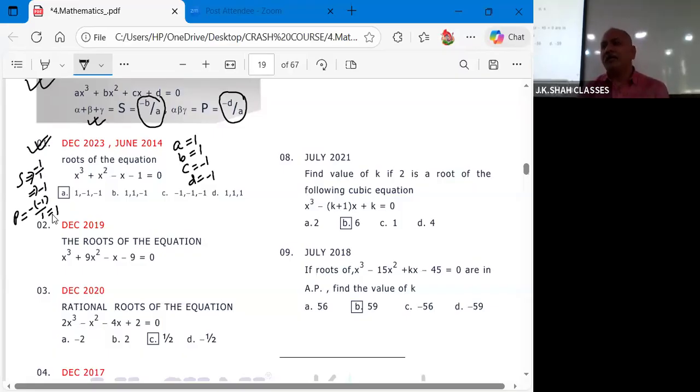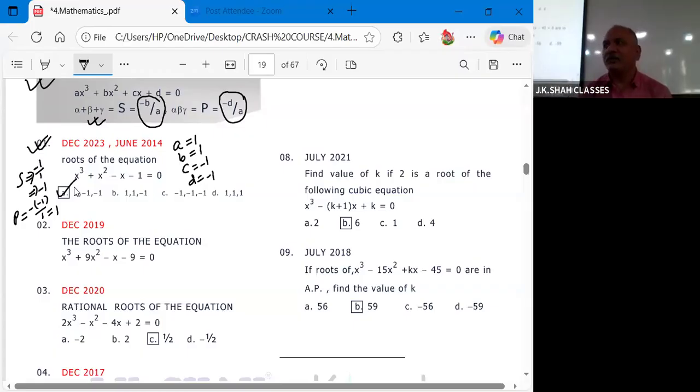Now listen carefully. I have to choose the option where the total is -1 and the product is +1. Just see, the total is -1, correct? And the product is 1. So answer A is correct. This approach we can follow in all the questions.